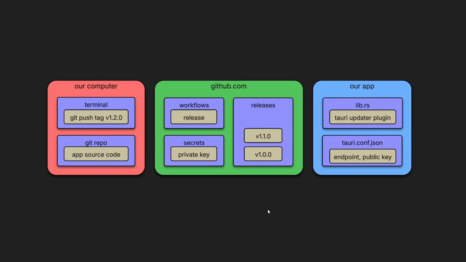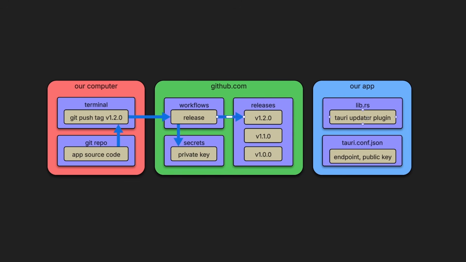Okay, so next up, we're going to release our app and set up auto updates. And we will go into each part of this in detail. But before we do that, there's kind of a lot of moving parts here. So first, I want to just quickly go over how all this is glued up at a high level. So here we've got our computer, github.com, and our app. Our computer has our Git repo on it with our source code. And from a terminal, if we run git push tag, that triggers a workflow on GitHub. And that workflow creates our installer, signs it with a private key that we'll configure as a GitHub secret, and then publishes that as a new release.